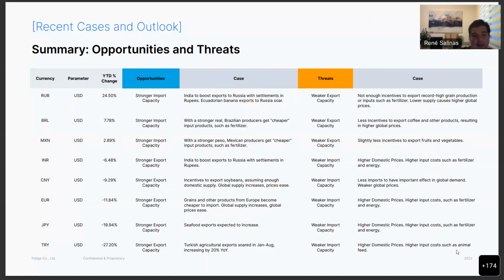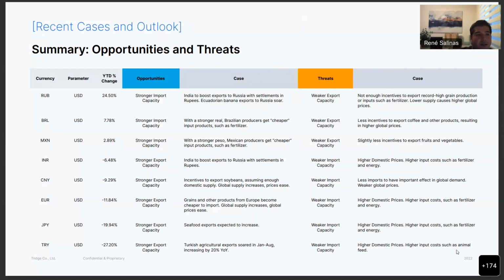To talk about the Brazilian real, the stronger currency leads it to have a stronger import capacity. So with a stronger real, Brazilian producers get relatively cheaper input products, such as fertilizer. But they also have a weaker export capacity, so they may have less incentive to export coffee and other products, resulting in higher global prices.